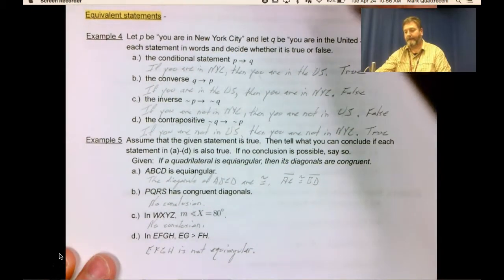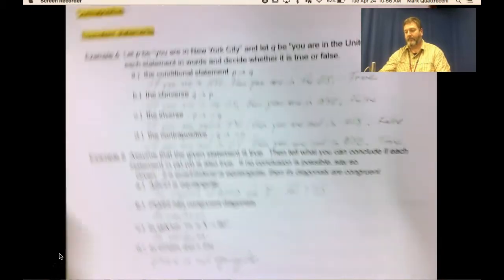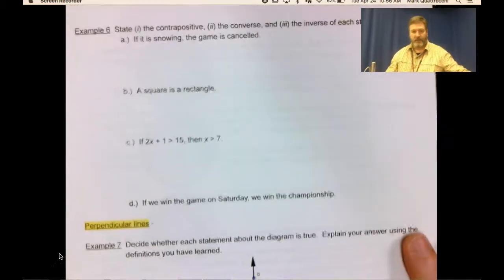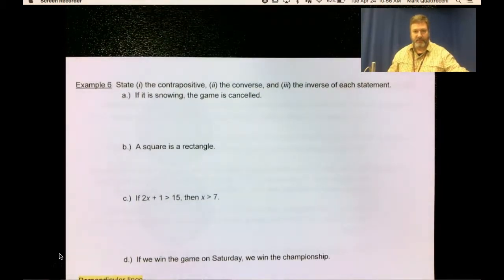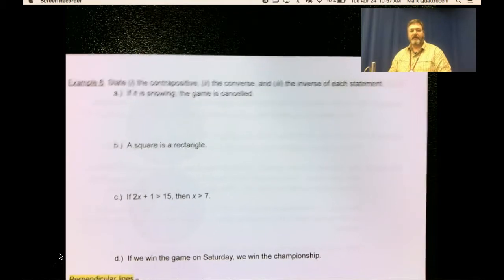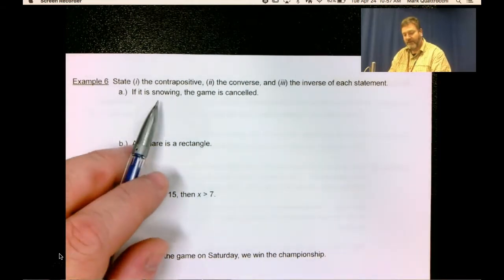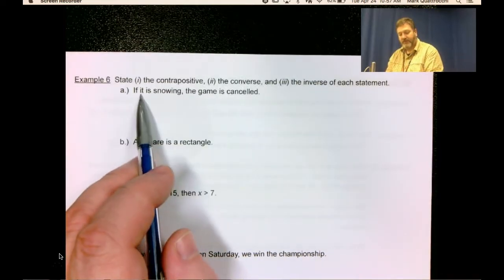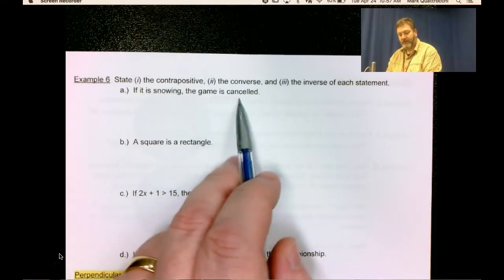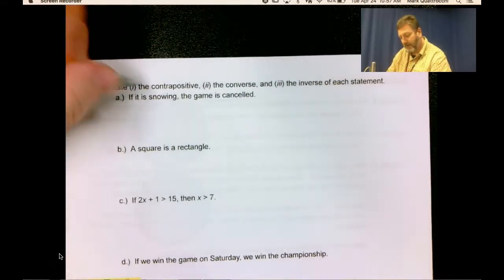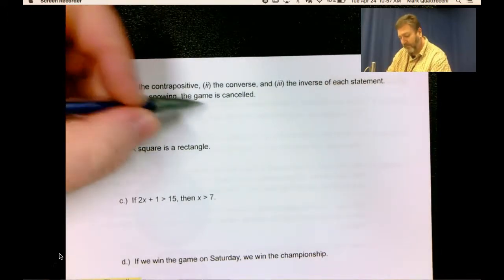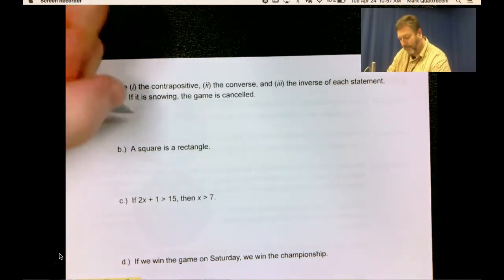Okay. Example 6. State the contrapositive, converse, and inverse of each statement. If it is snowing, the game is canceled. Hypothesis, conclusion. Contrapositive, flip them and negate them.